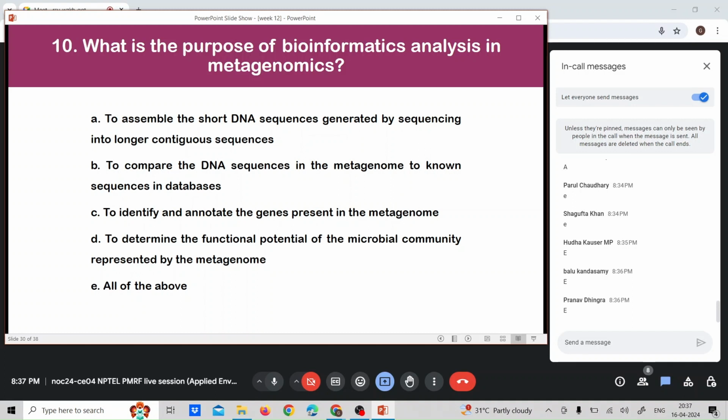Okay, all of you have answered it right. Generally, we use metagenomics to study the entire population of genes present in a given sample, for soil, water, or other samples, like an air sample. What happens is we assemble short DNA sequences generated by sequencing into long contiguous sequences and compare the sequences in the metagenome to those of the genes in the database, and then we try to identify and annotate the genes. By this we get to know the functional potential of the microbial community that is present.